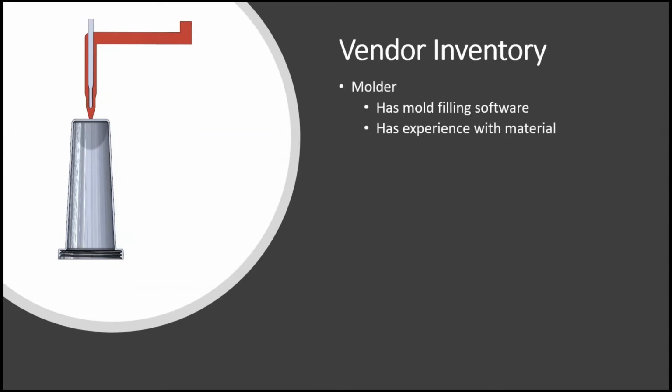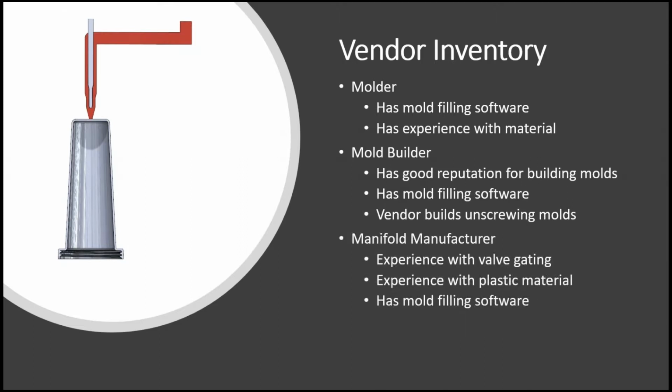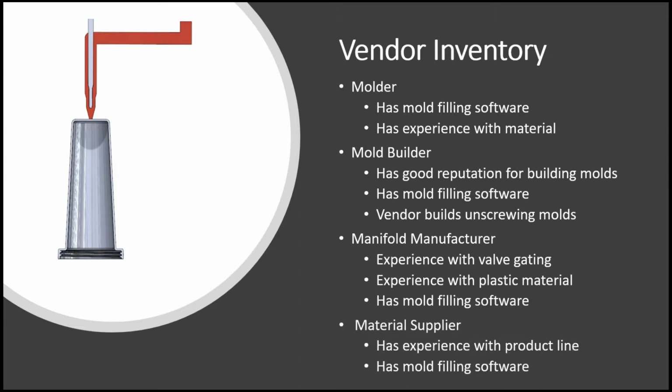So let's take a look at all the vendor involvement in this, which is a critical part of this project. The molder had mold filling software, they had experience with the material, and they had a lot of experience with this OEM for several years, and they knew pretty much how to handle things. The mold builder also had a very good reputation for building molds. They had mold filling software, and they've built unscrewing molds in the past, and they were quite good at it. The manifold manufacturer was typically one of the big 5 or 10 that are out there. They obviously had good experience with valve gating, experience with this plastic material specifically, and they also used mold filling software.